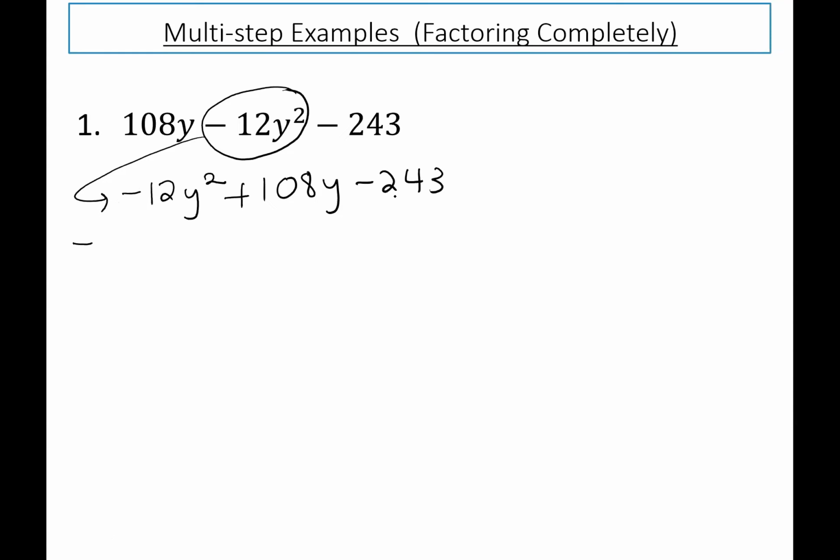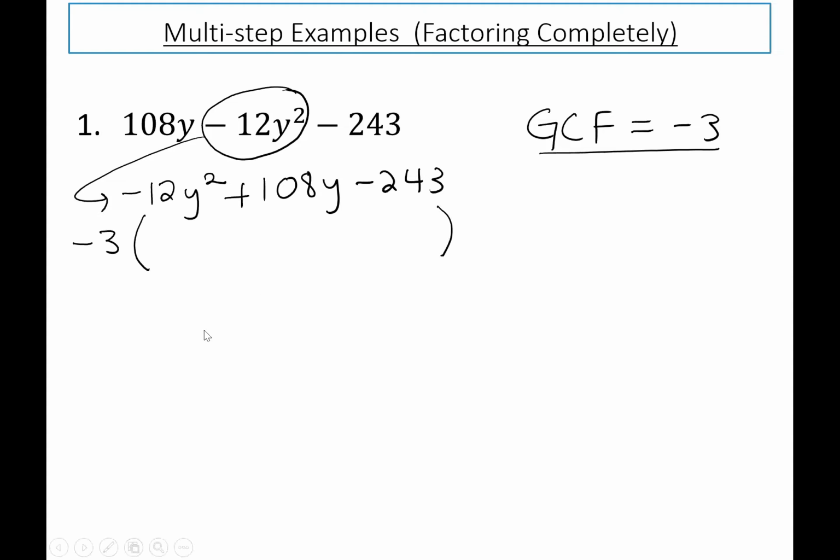108 divided by 3 is 36. 243 divided by 3 is 81. 12 divided by 3 is 4. Yeah, let's try 3. So I think our GCF, we're going to take out negative 3. All right, so we're taking out a negative because our leading term is negative. So when that's the case, we want to factor out a negative, and let's take out a 3. So negative 3 is coming outside.